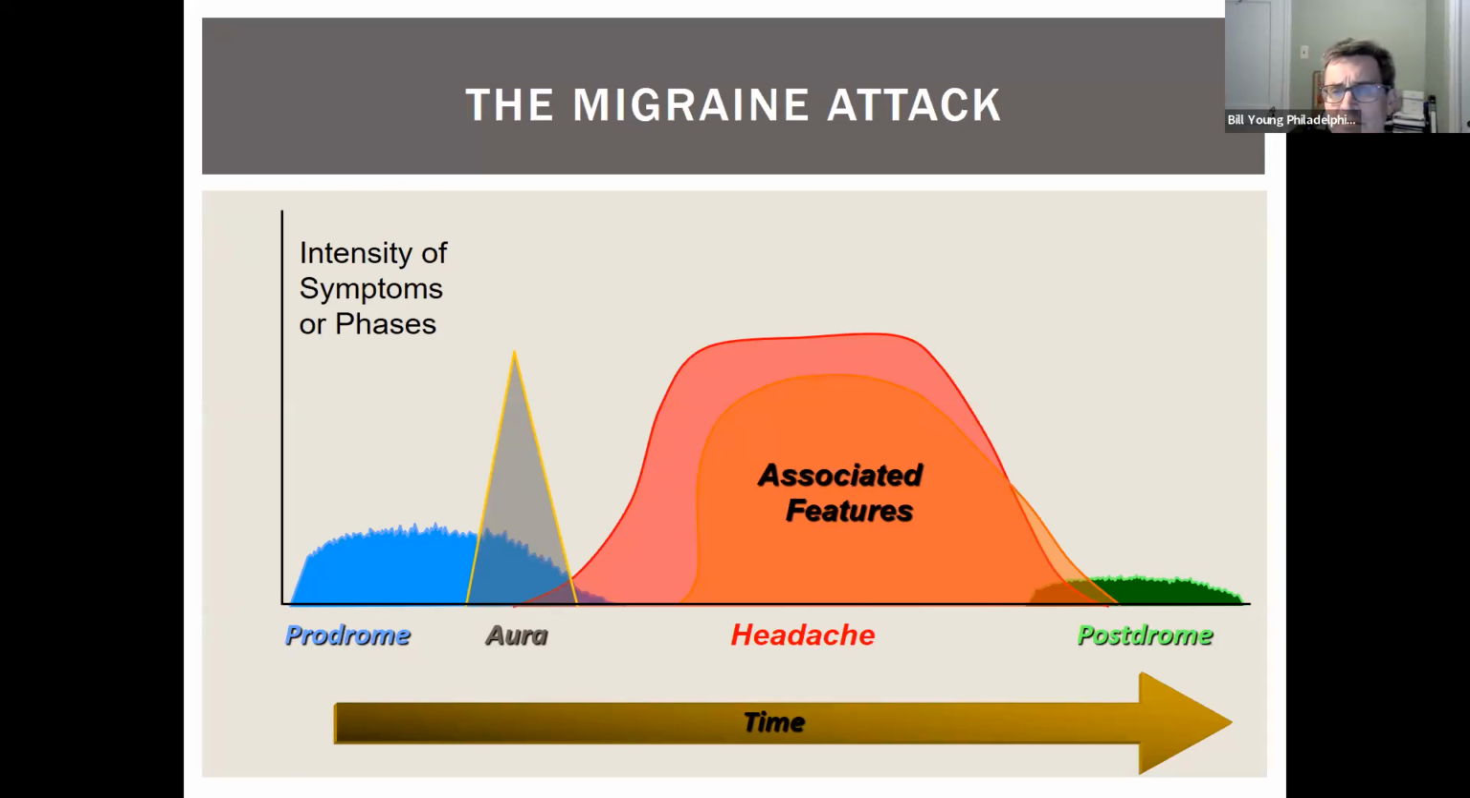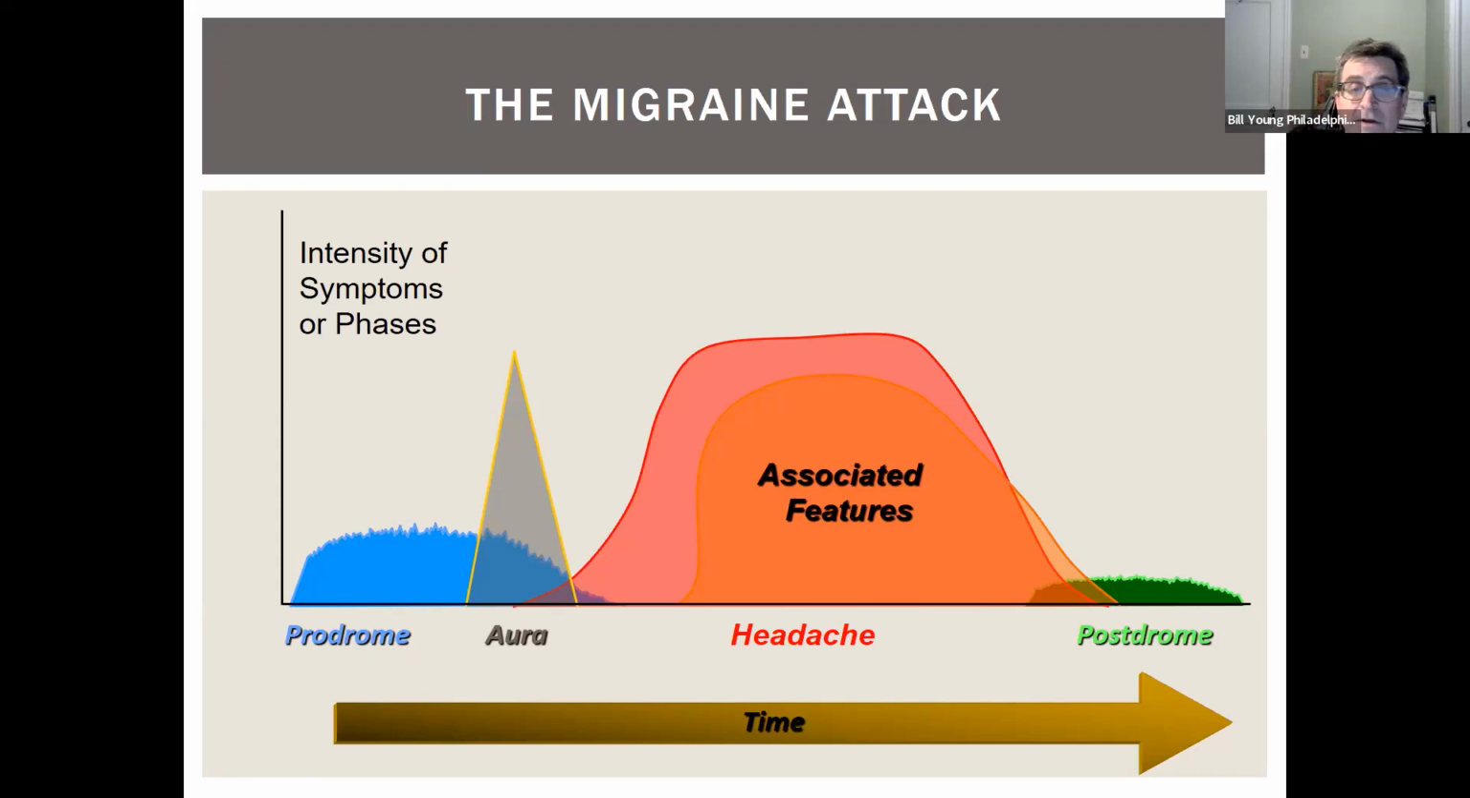And then there's an aura, which is said to last from 5 to 60 minutes, realistically about 30 minutes, with some neurological changes that are related to a specific part of the brain. And then there's the migraine headache that comes with other associated features like nausea or light and sound sensitivity. And then at the end, there are the unusual feelings that people have as the attack ends, even though the pain and the light and sound sensitivity and nausea are gone. So that's a complete attack.